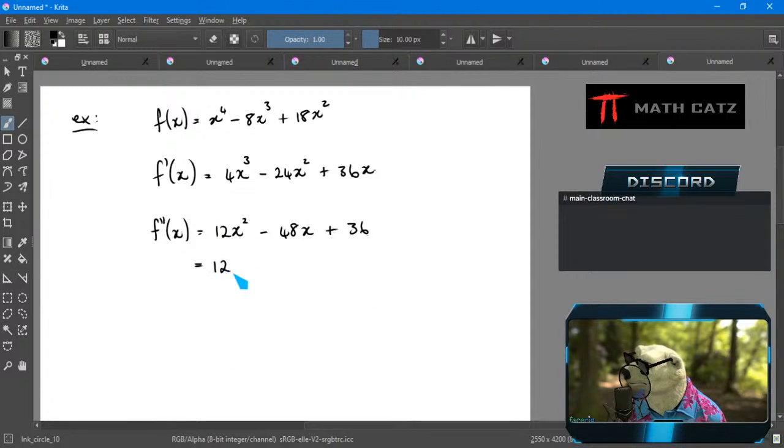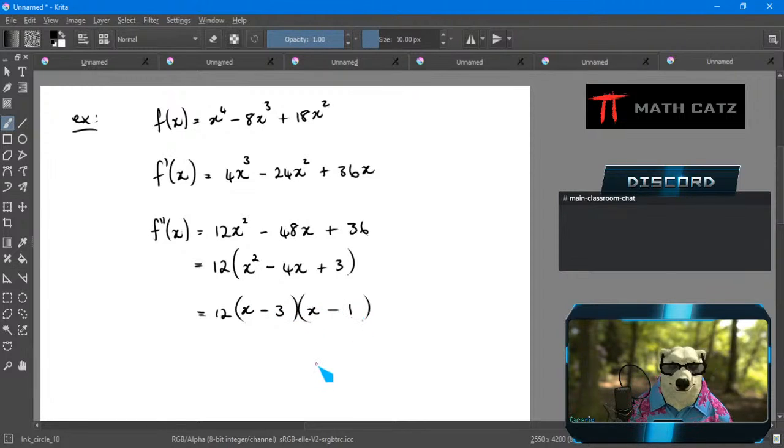Well, at the very least, let's take out a 12 and give myself a fighting chance for this factoring. That means I have x squared left, and I have a minus 4x and a plus 3. Okay, that looks way better. So hopefully we can factor that. I'll have an x and an x. I'll have a minus 3 and a minus 1. Whew, that wasn't so bad. I'm going to do almost everything exactly the same. It's just going to apply to the second derivative.